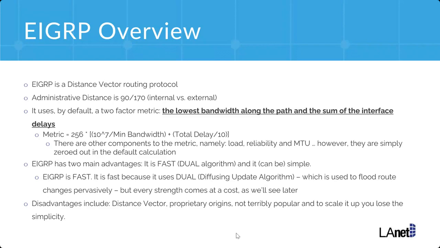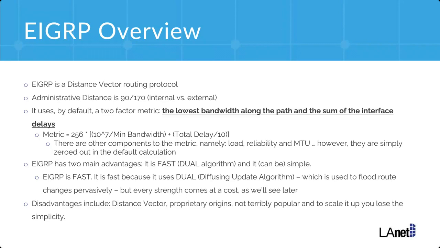There is an actual metric. This really isn't the formula. This is a simplified version of the formula, but it's basically 256 times 10 to the 7th divided by that minimum bandwidth number plus the total delay divided by 10.